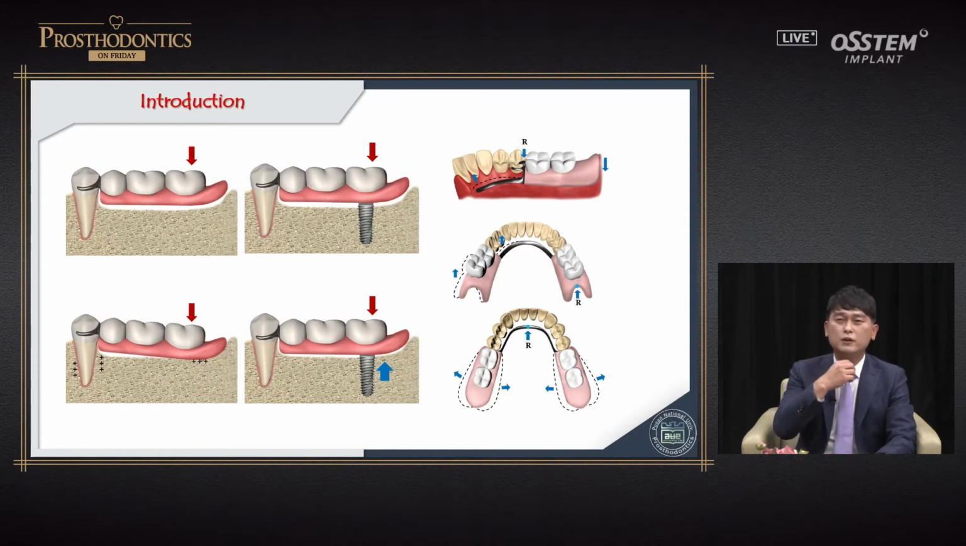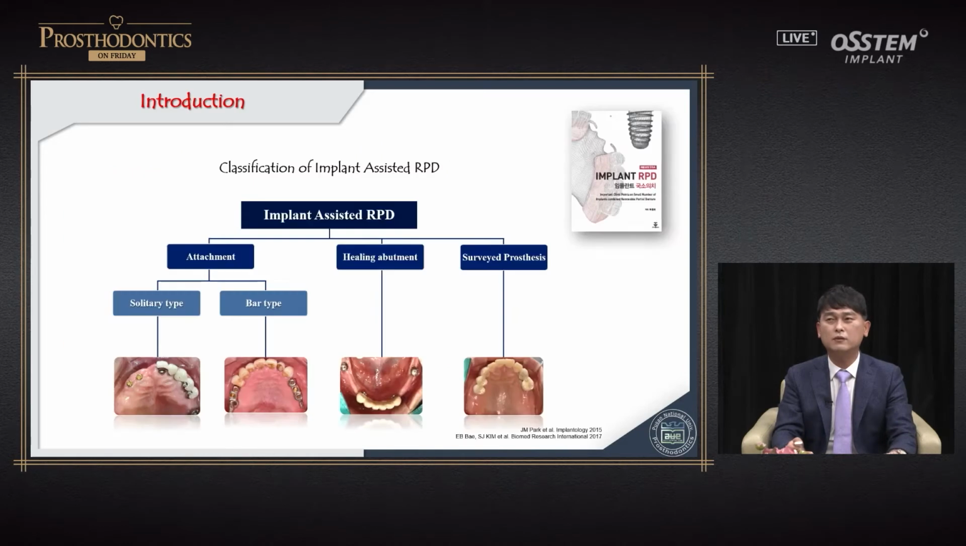As you can see in the pictures, if we use additional implants, there are three movements that can be controlled in the partial denture. One can be controlled, or we can increase factors like support, retention, or stability. So I believe you have heard implant partial denture quite a lot. I published the book Implant RPD with 4 classifications.